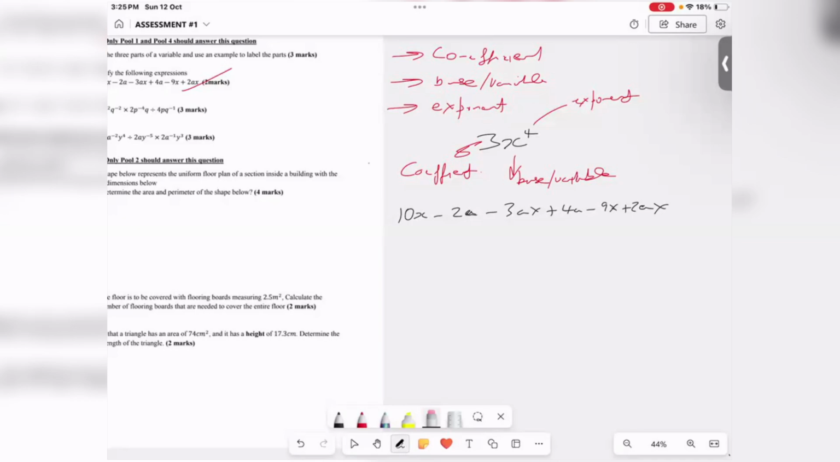Because with a question like this, all we have to do here is put the x's beside each other. So we have 10x, and we have this minus 9x here. Then we have this minus 2a here, and we have this positive 4a here. And then we'd have this negative 3ax here, and then this 2ax here.